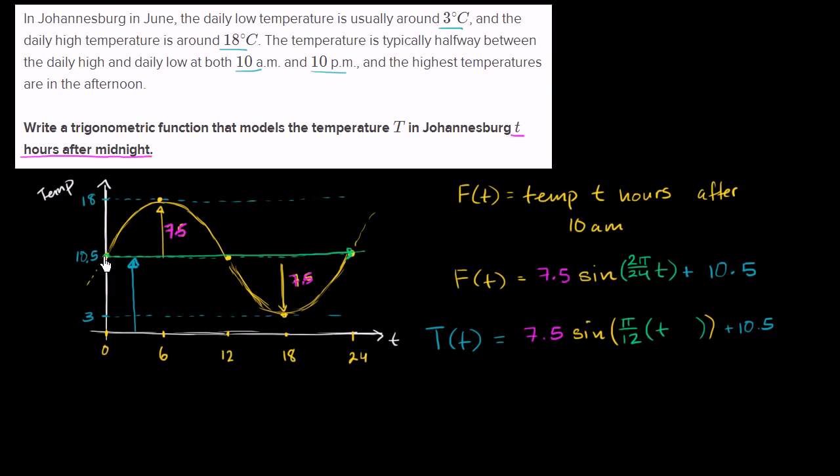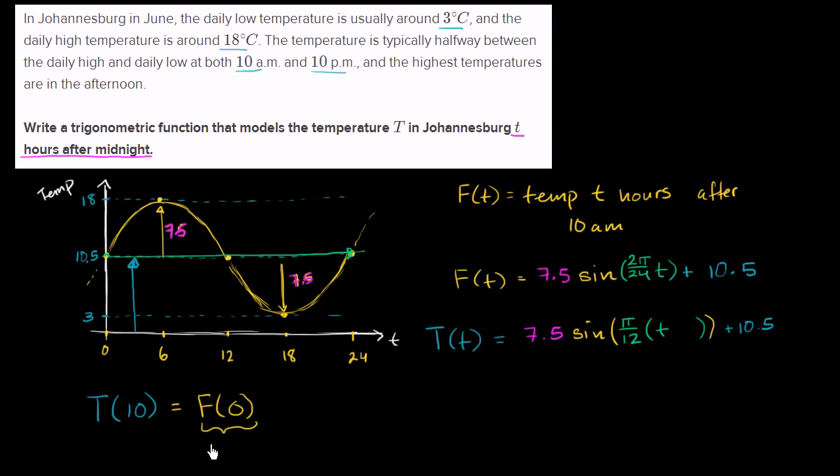So here at 10 a.m., we were at this point. When t is equal to 0, this is 0 hours after 10 a.m. But in this function, when is 10 a.m.? Well, in this function, 10 a.m. is 10 hours after midnight. So capital T of 10, this is 10 hours after midnight, should be equal to f of 0. Because here, the argument is hours after 10 a.m. So this is 10 a.m.